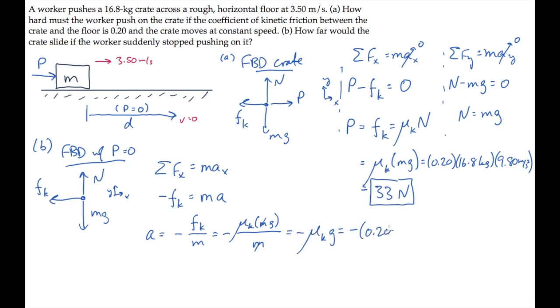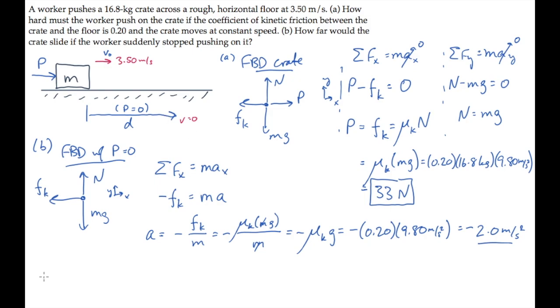That works out to minus 2 meters per second squared. The negative there tells you that the acceleration is in the negative x direction, which is towards the left. Knowing this acceleration, we can use kinematics to find the distance that the crate moves. The initial x component of velocity for the crate is 3.5 meters per second, and the crate moves a distance d before its final velocity is 0.